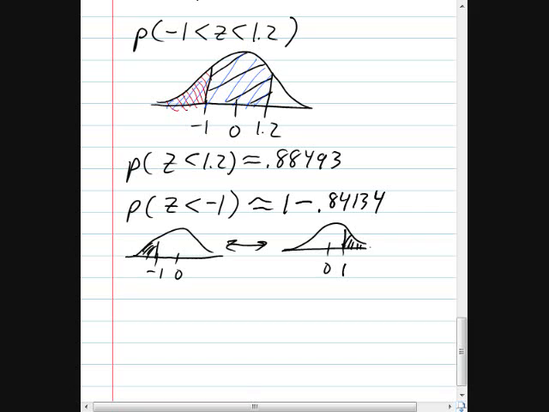And we know to find the total area to the right of a positive number, we take the entire bell curve and subtract off the area to the left of that number. So the entire bell curve is 1, and we subtract off 0.84134, which is the total area to the left of 1. So the probability that z is less than -1 is approximately equal to 0.15866. So the area we're looking for can be found by taking the blue shaded region and subtracting off the area of the red shaded region, for an approximate area of 0.7263.